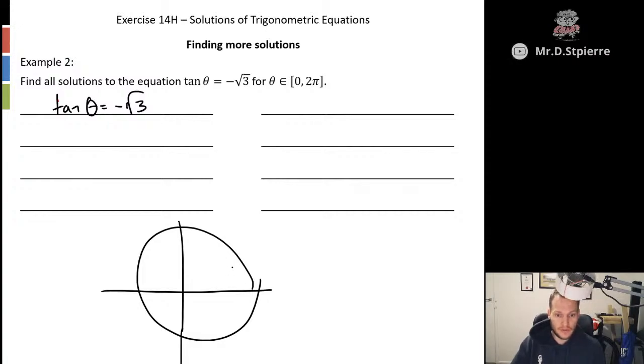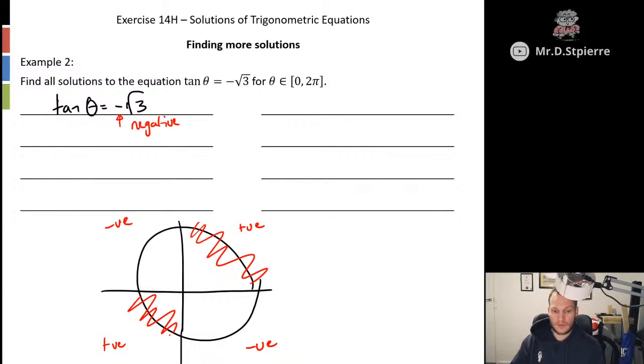Nice big unit circle. Okay. When is tan negative? This is the important thing. Well, tan is negative in the second and the fourth quadrant. It's positive there and positive there. Okay, so straight away that rules out those quadrants. My angle cannot be in there.